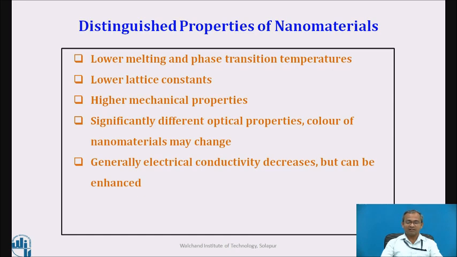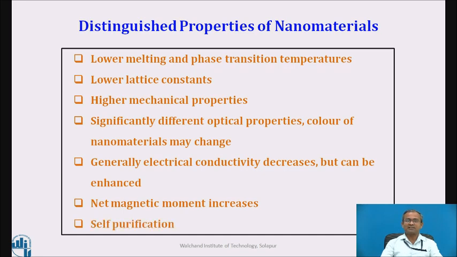Generally, the electrical conductivity of any material decreases with the size, but the electrical conductivity of nanomaterials can be enhanced significantly by better ordering in them. It is seen that the net magnetic moment increases as the cluster size decreases. Thus, nanoclusters are more magnetic than their corresponding bulk material. That is, they start exhibiting ferromagnetic behavior.